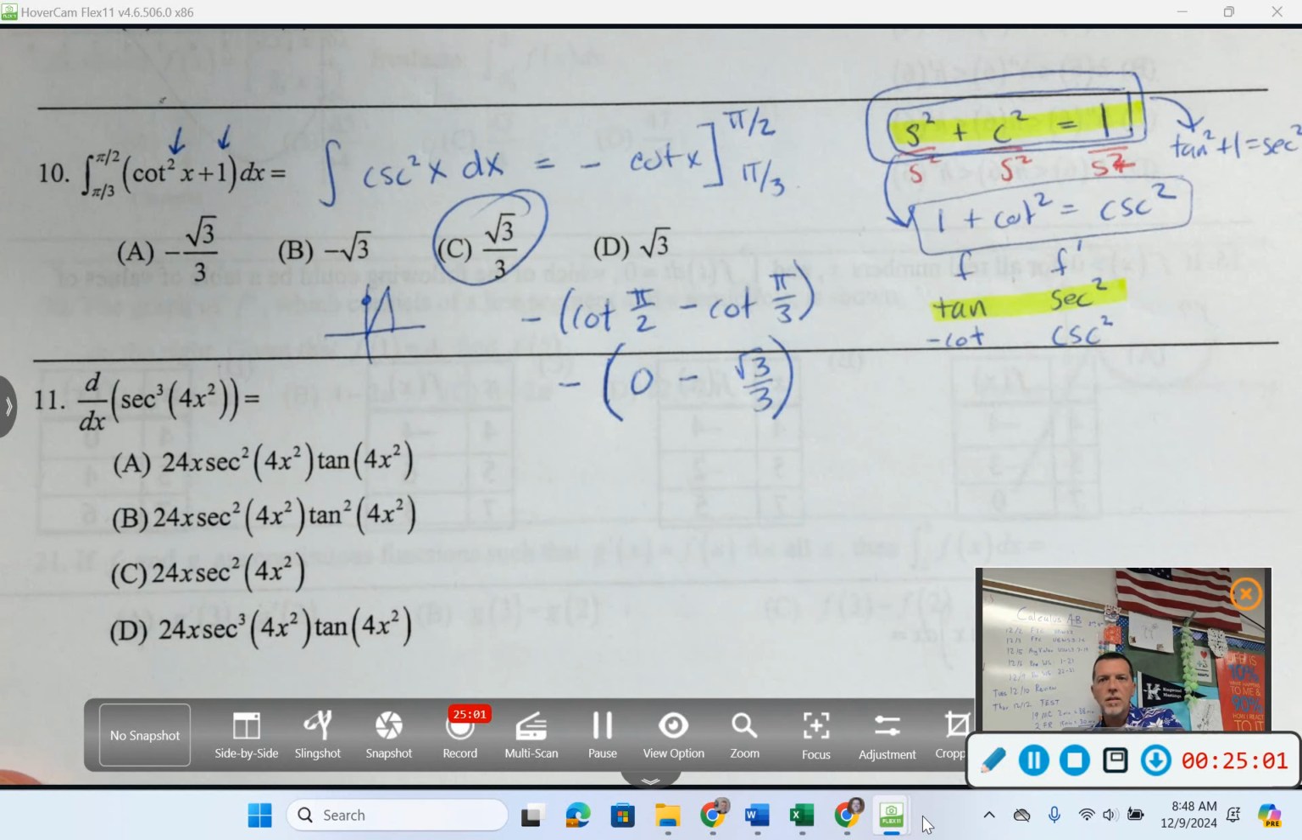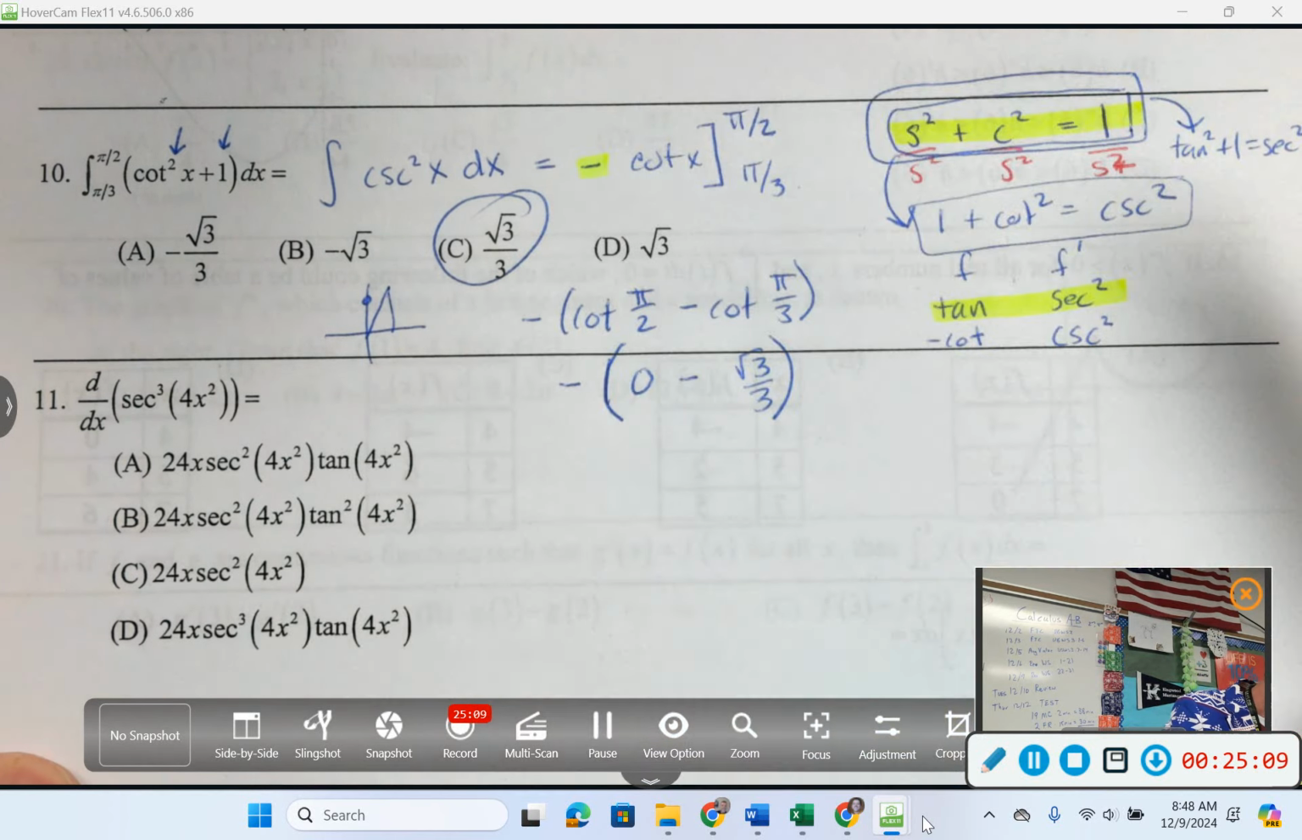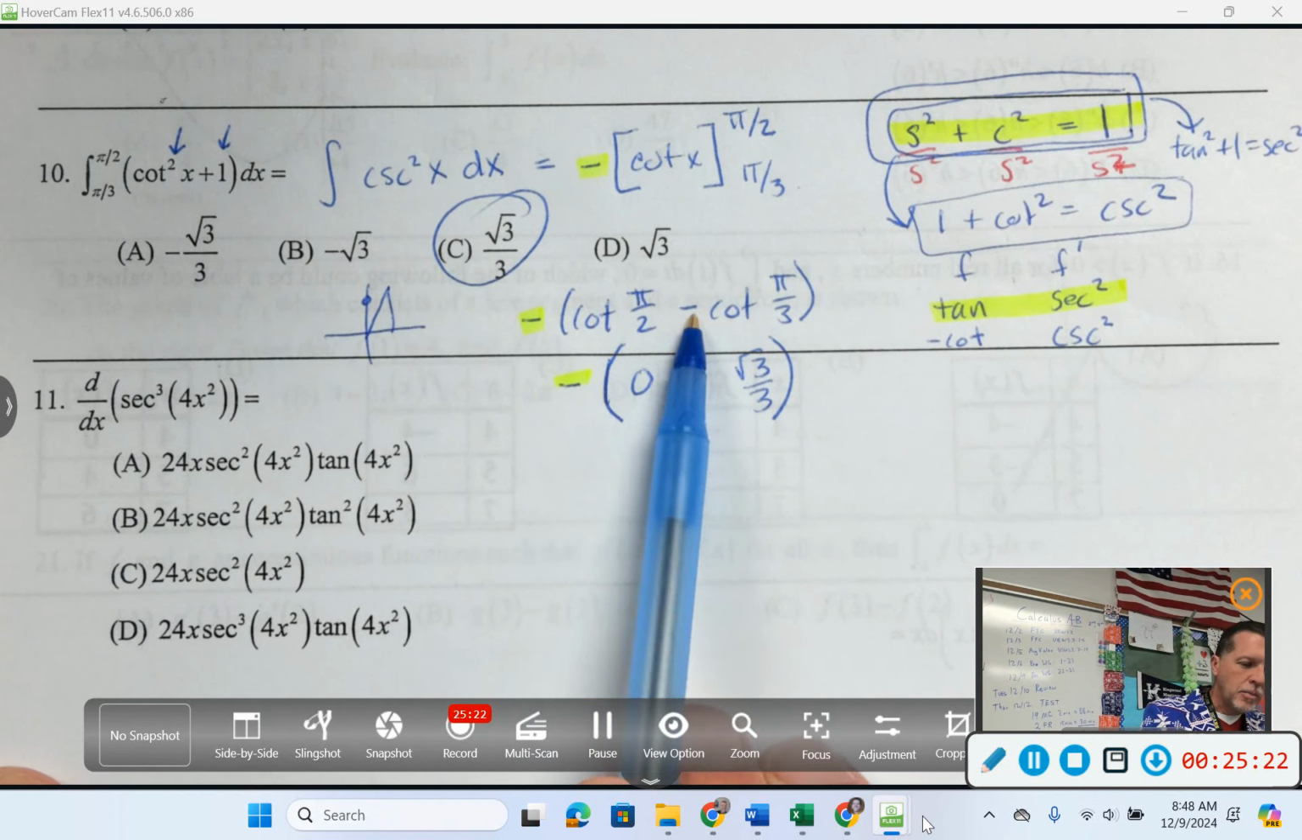Why did you put the negative outside of the parentheses? This negative, I kind of wanted to not mess with it until the very end. I could have distributed it and then I'd have had negative plus.